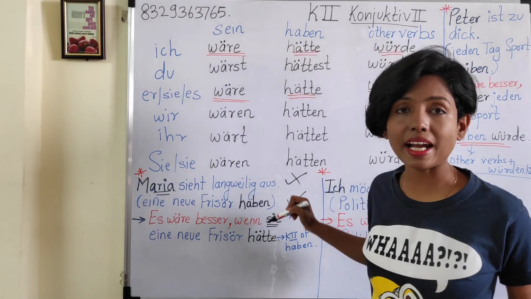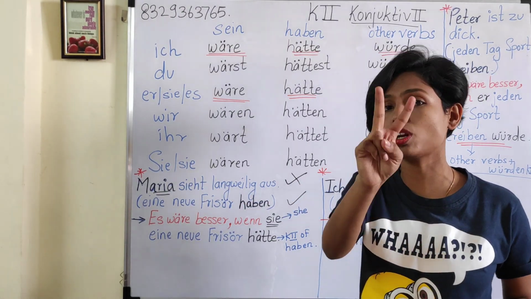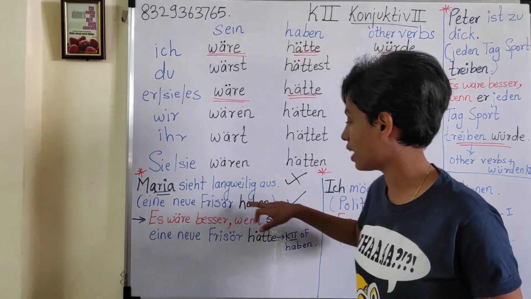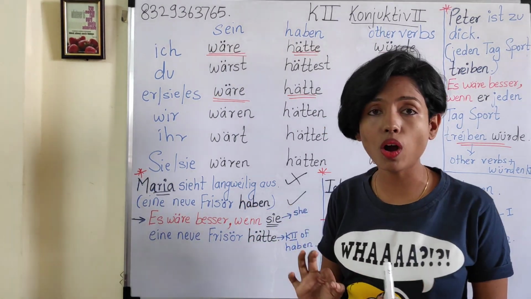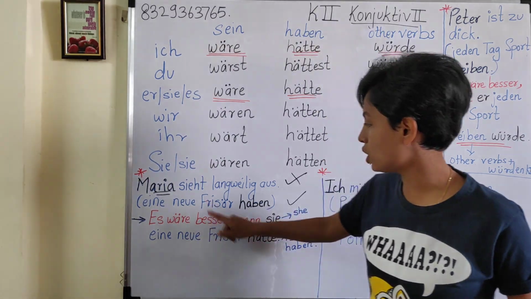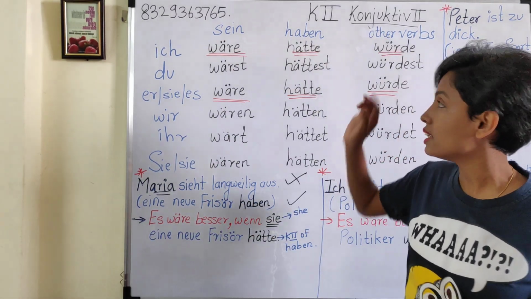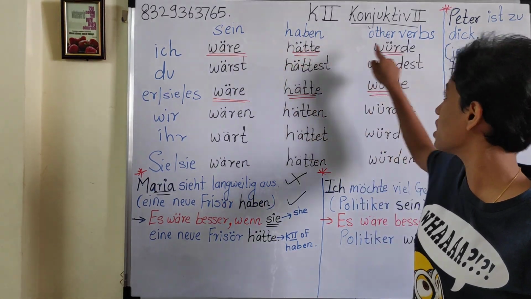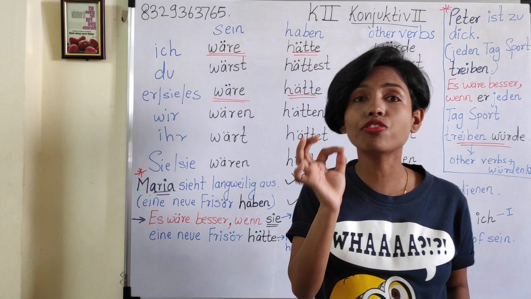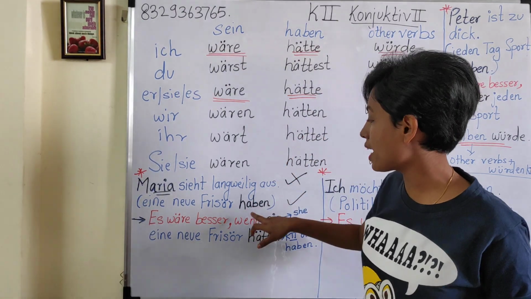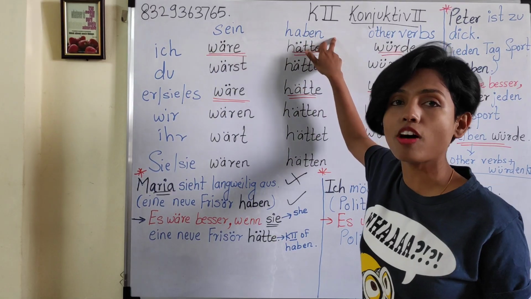Now come to the bracket part, the second section of the question. Now your work is everything related to this line. This line has to be copied as it is, so I have copied the blue part as it is: eine neue Frisur. But this question is of K2, and wäre, hätte, würde are K2 forms. So instead of haben, I am just going to write the K2 of haben.